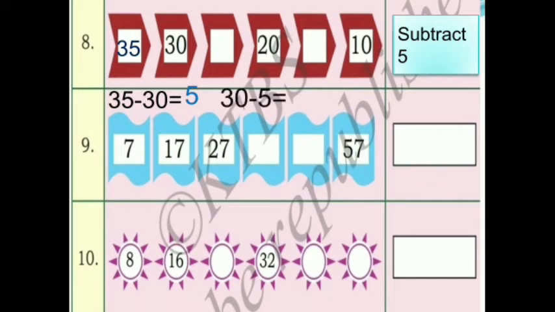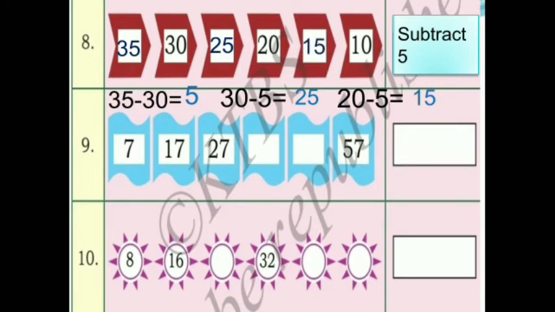30 minus 5? 25. The next missing number is 25. Next we have 20. To find out the missing number, we should subtract 5 from 20. 20 minus 5? 15. The next missing number is 15.